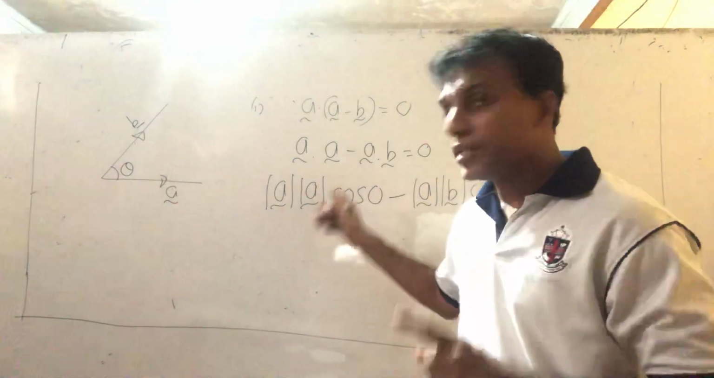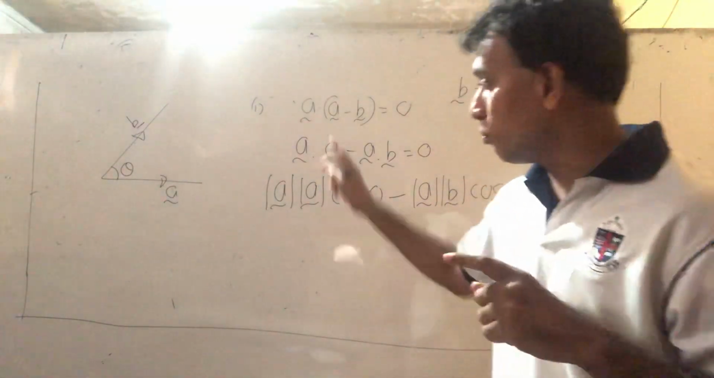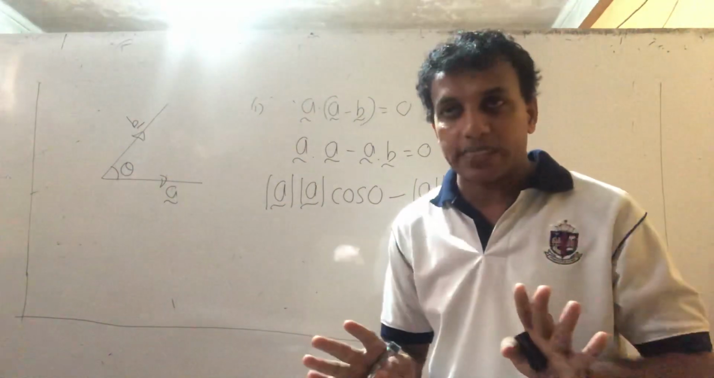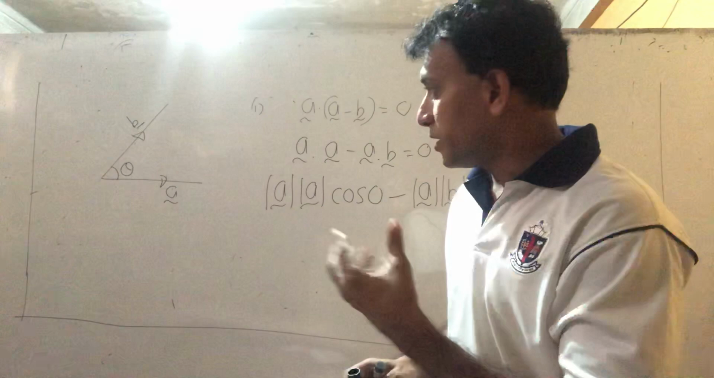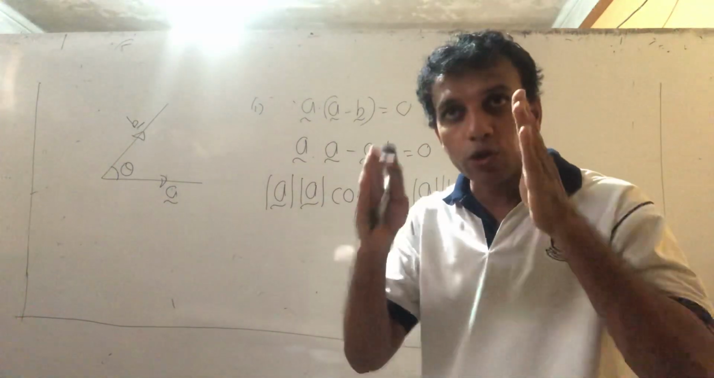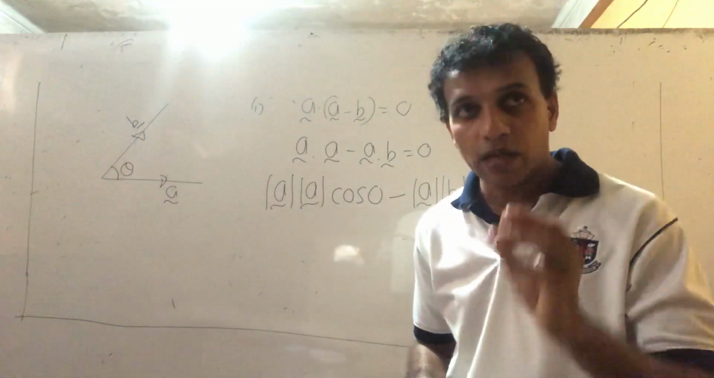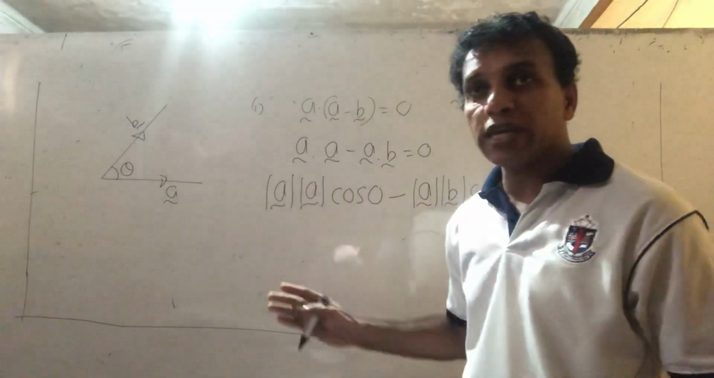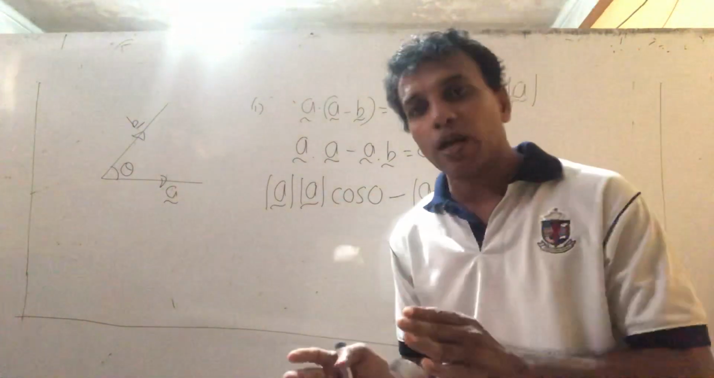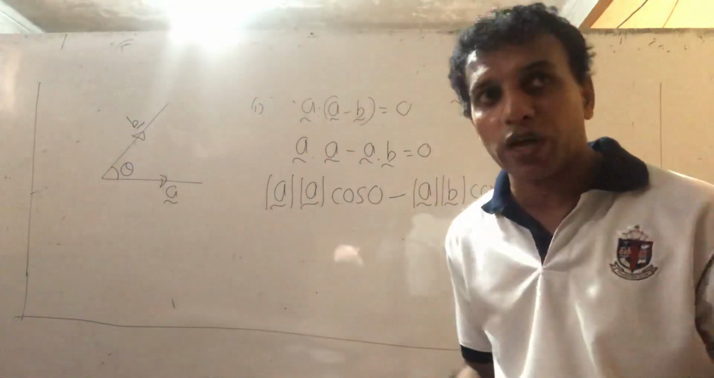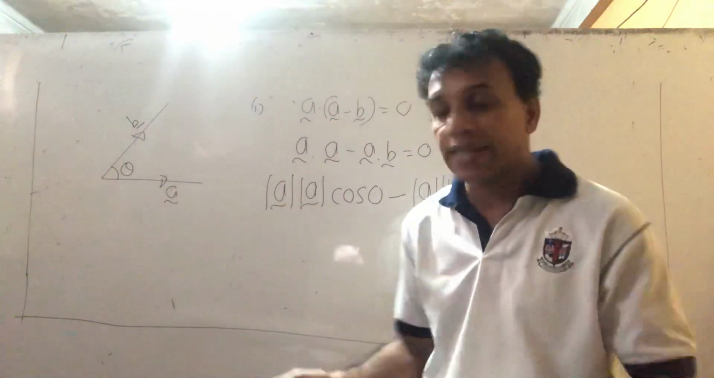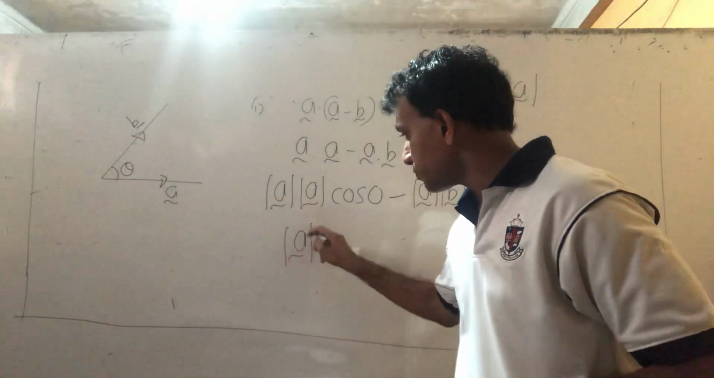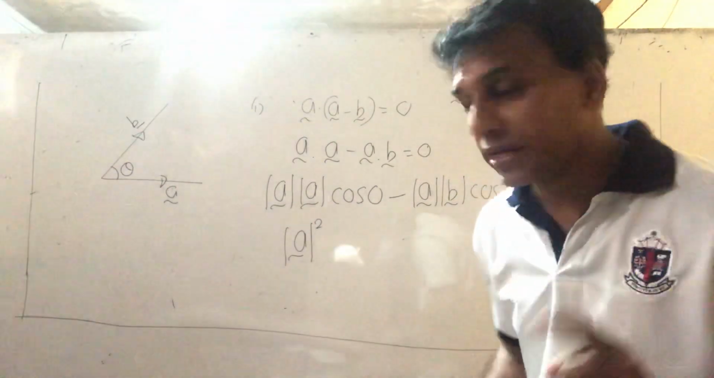So you know cos 0 is 1, therefore A dot A is mod A square. Modulus means not a vector. I hope you know the basic ideas of vectors. Mod of a vector means a number, a scalar value only, a numerical value only. So mod A multiplied by mod A, two numbers multiplied, like 5 times 5 is 5 square, 7 into 7 is 7 square. Mod A square, cos 0 is 1, right?